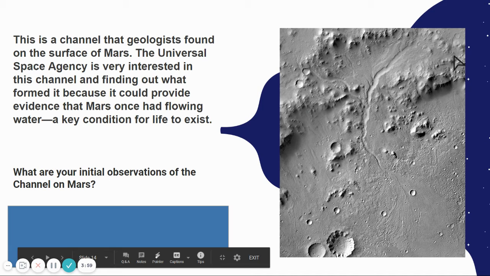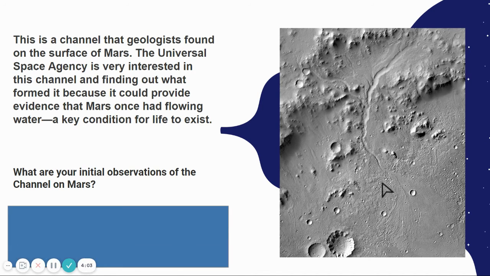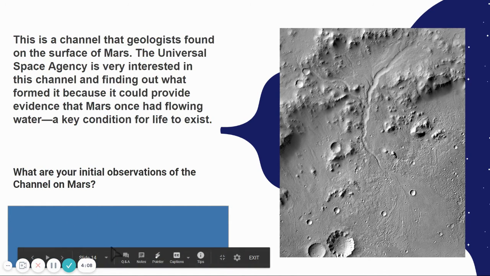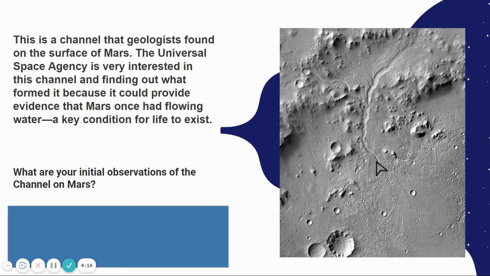In your role as a planetary geologist, you're going to help the agency look for evidence and clues to figure out what formed this channel. What I'd like you to do right now is on slide 14, write down any observations you have about the channel. What do you notice about the width of the channel or the distance? What do you notice about the elevation, the depth? These are all things scientists take into consideration when they're researching how a geologic process might have formed a channel.